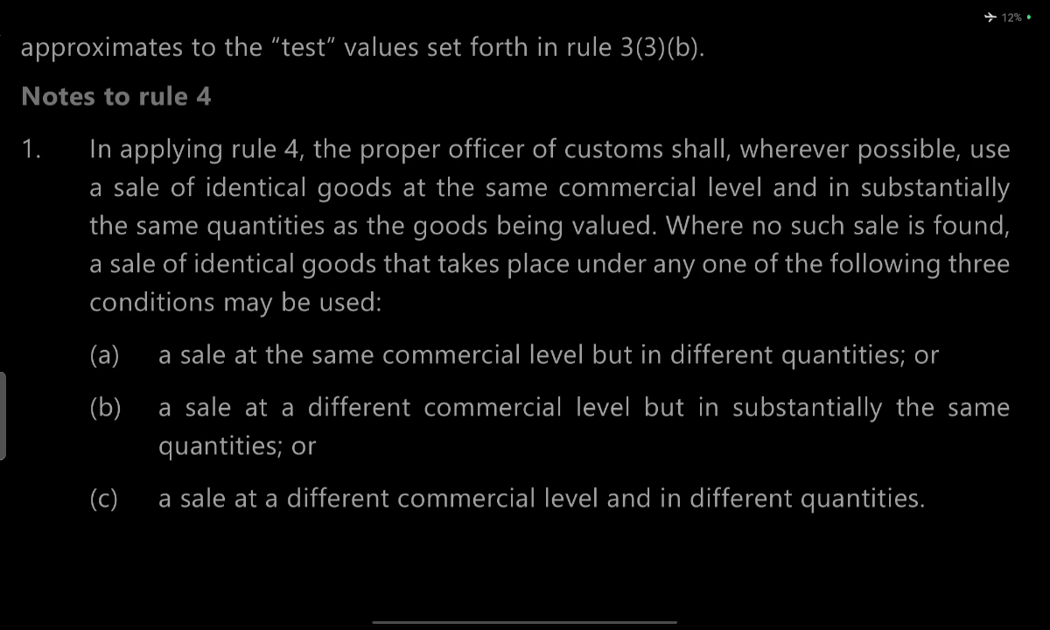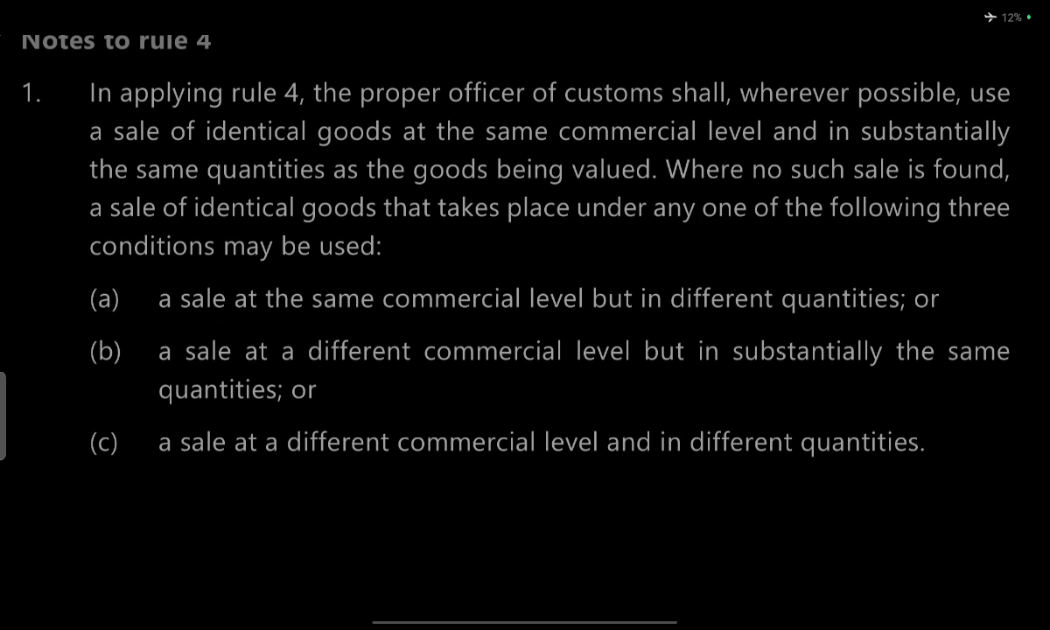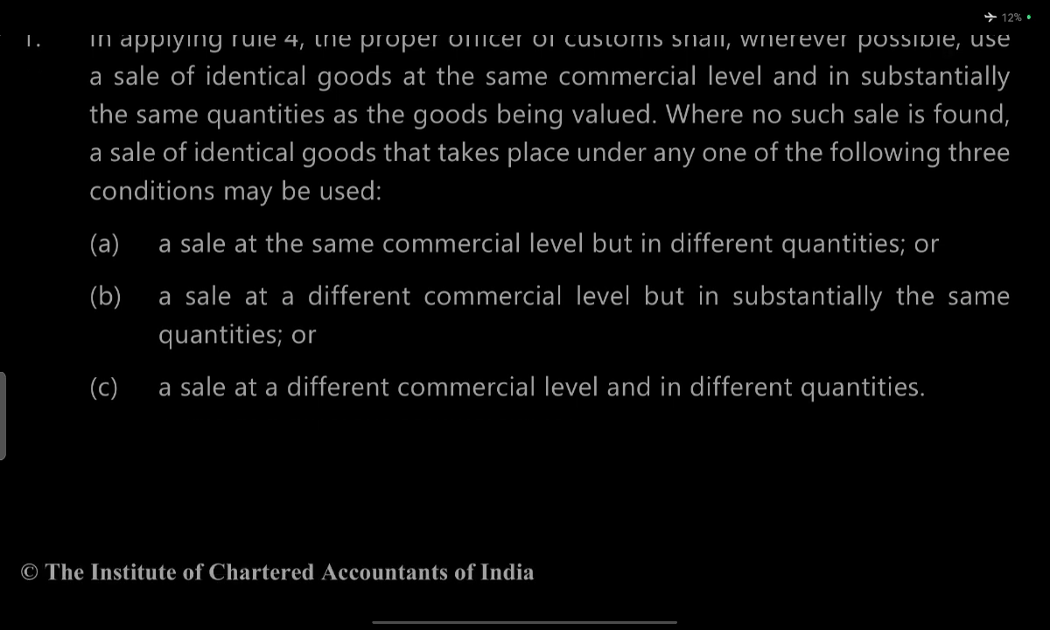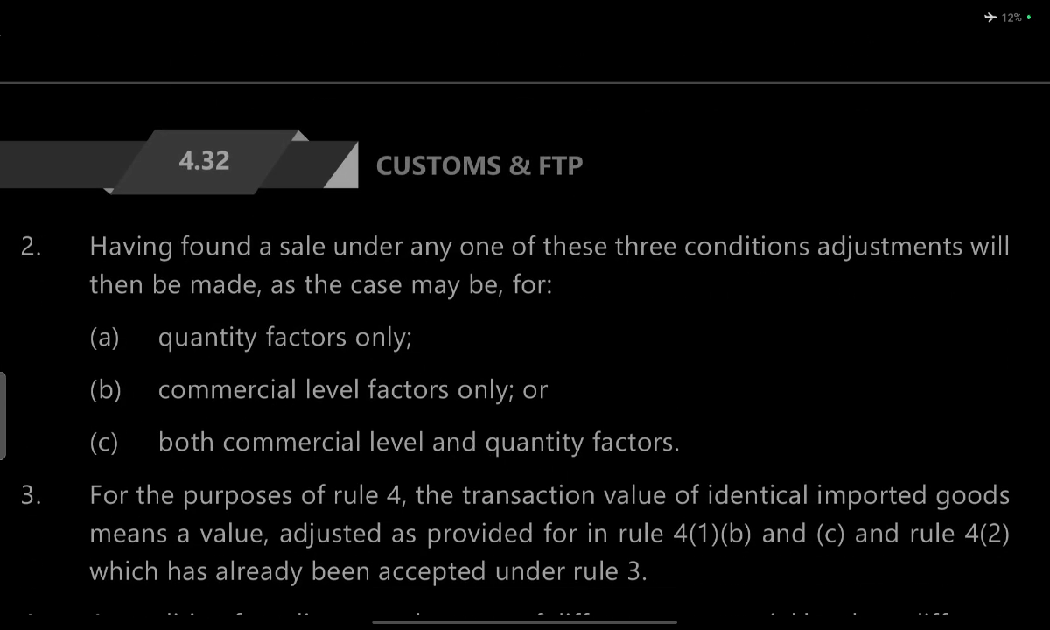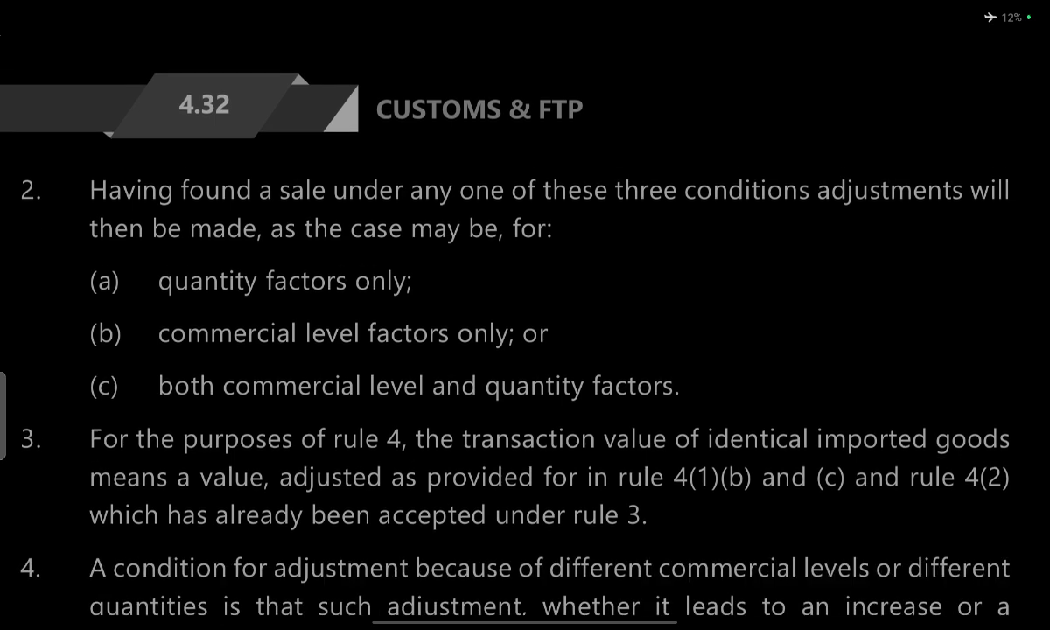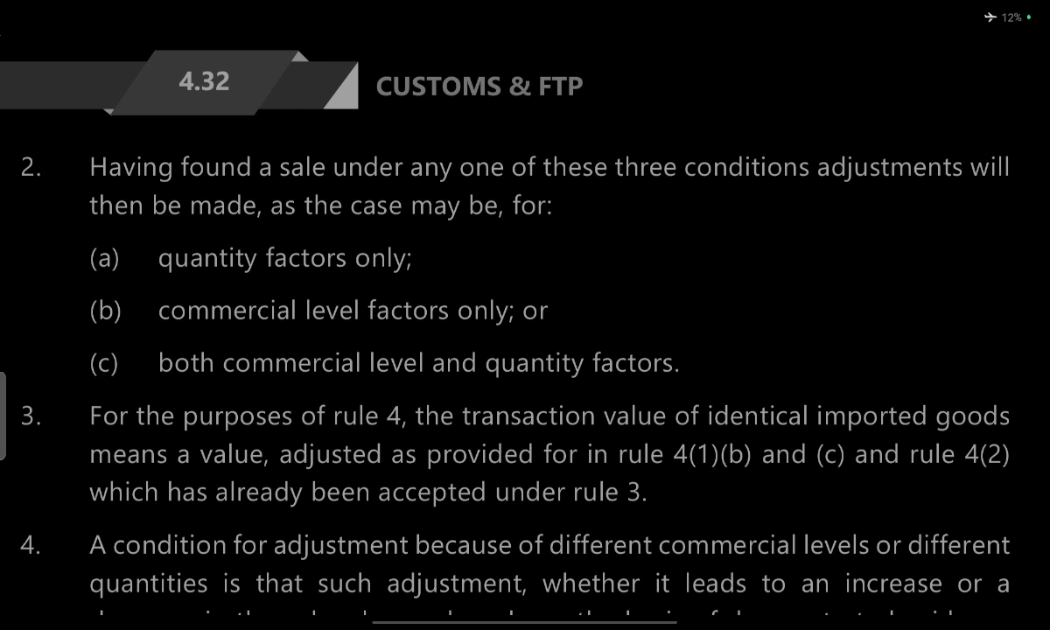Where no such sale is found, sales of identical goods that take place under one of the following three conditions will be used: a sale at the same commercial level but in different quantities, a sale at a different commercial level but in substantially the same quantities, or a sale at a different commercial level and in different quantities. Having found a sale under one of the three conditions, adjustments will be made, as the case may be, for quantity factors only, commercial level factors only, or both commercial level and quantity factors.